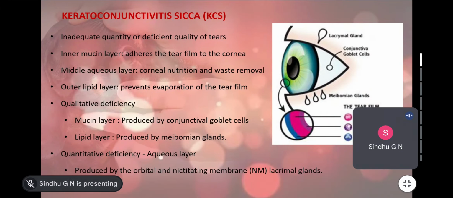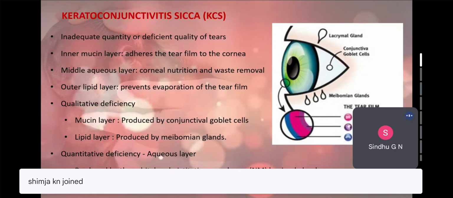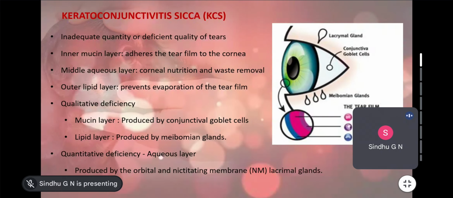So major part is the middle aqueous layer, which is produced by the lacrimal glands and the third eyelid gland. So they provide corneal nutrition and waste removal. It is adhered to the corneal surface by the inner mucin layer. And there is an outer lipid layer which prevents evaporation of the tear film. The lipid layer is produced by the meibomian glands.